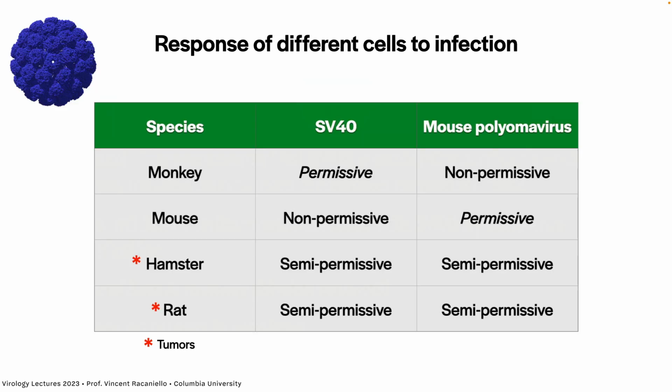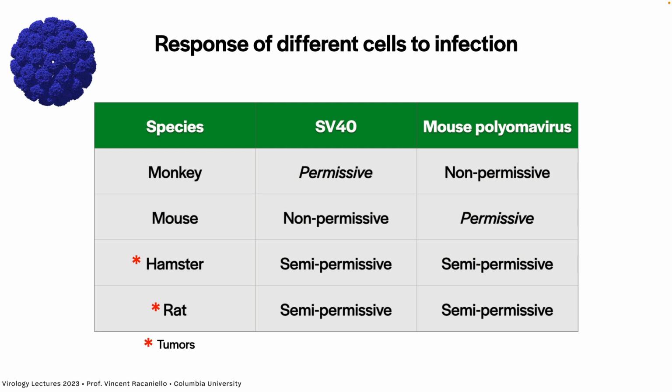So here's a summary of what I've told you. We have different species on the left, and we're infecting them with either SV40 or a mouse polyomavirus. For SV40, the host species is the monkey, and those cells are completely permissive to infection. When you infect monkey cells with SV40, it kills all of the cells and doesn't cause any transformation.